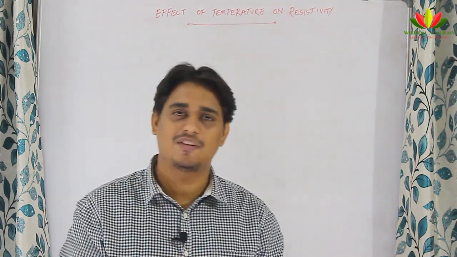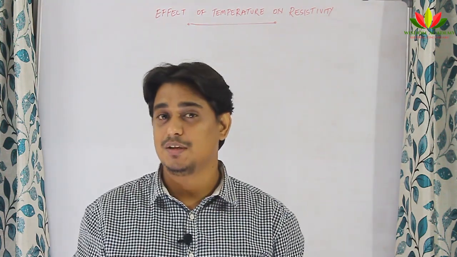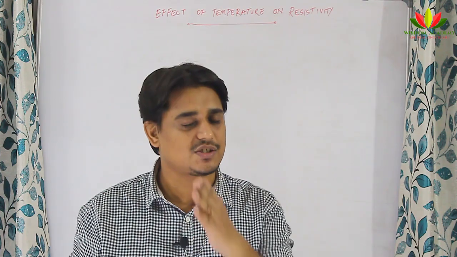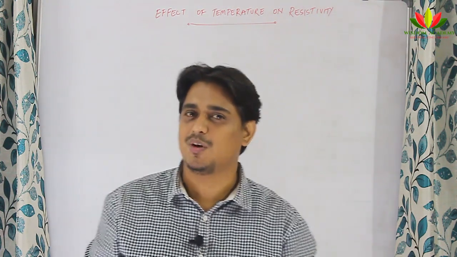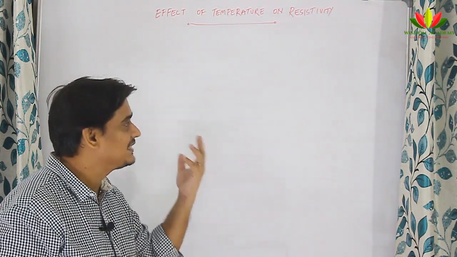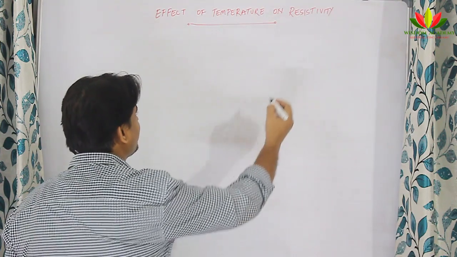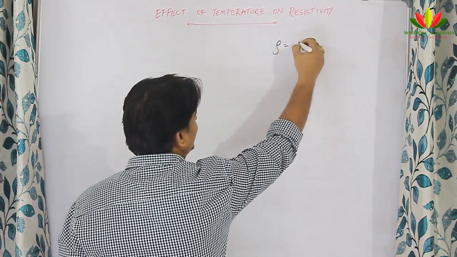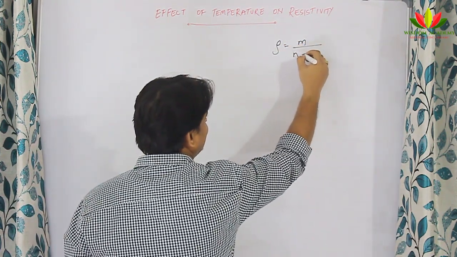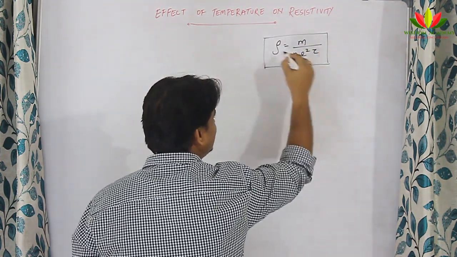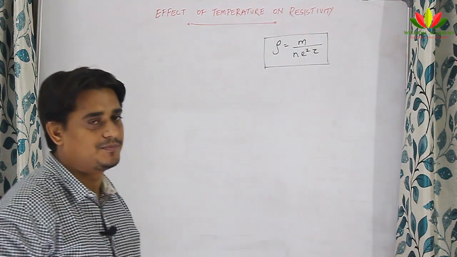I hope you have done that. And let me tell you, if you are thinking that resistivity will reduce as the temperature increases, it is wrong, it is not correct. What happens when we increase the temperature is that the resistivity also increases. But why does that happen? Let us see that. We know that rho is equal to m by n E square tau. This is the relationship of resistivity with relaxation time.